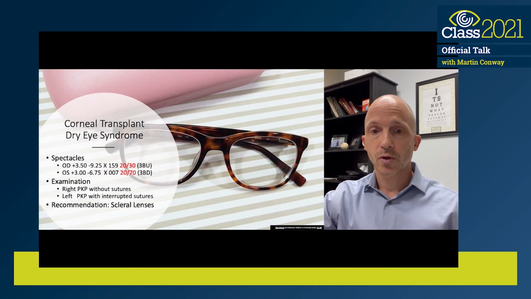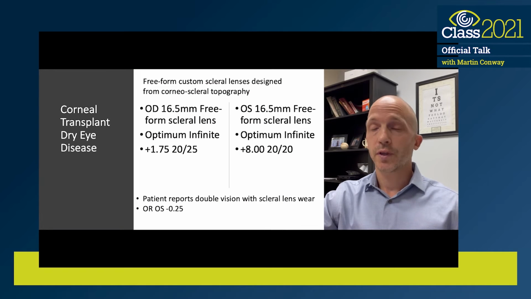This is her spectacle correction, and you can see that she has a high amount of toricity of corneal astigmatism. She's only able to achieve 20/30 vision in her right eye and 20/70 in her left eye, and she does have prism in her glasses to correct for her double vision. She has full thickness transplants that were examined under microscopy.